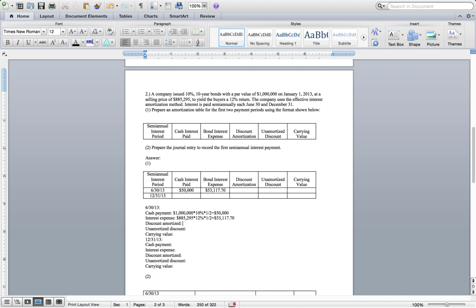Now, the next part we're going to calculate is the discount amortization. That would be the difference between the bond interest expense and the cash interest paid. So we take the $53,117.70 and subtract the $50,000. Okay, so this will give us $3,117.70. That's how much we amortize per period. Okay. Now the next portion is how much is the unamortized discount portion. Okay, so we start off with the $1 million.